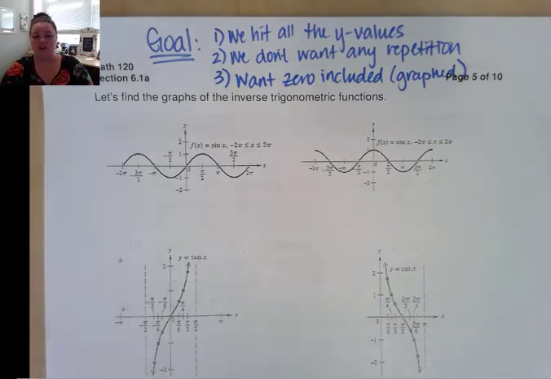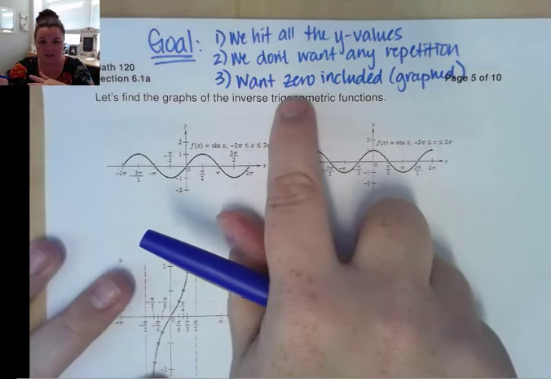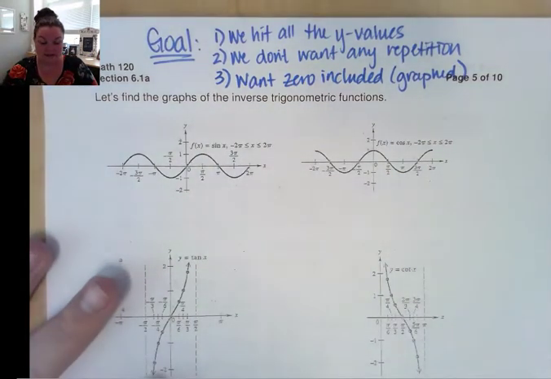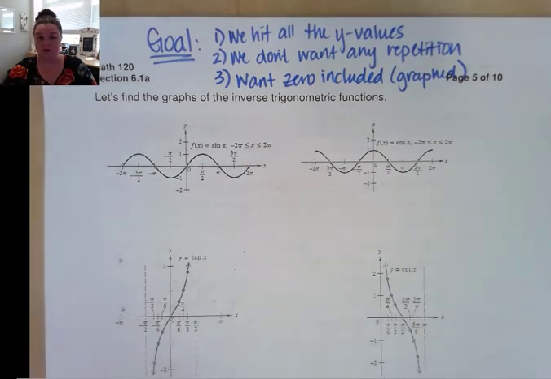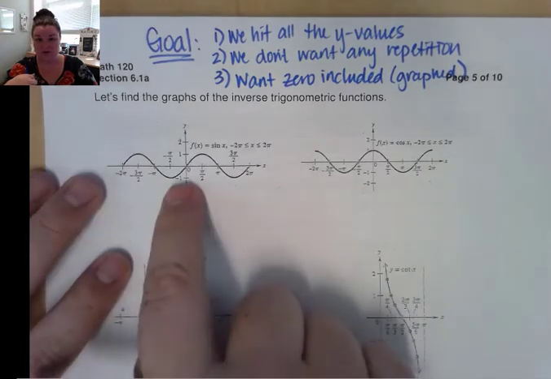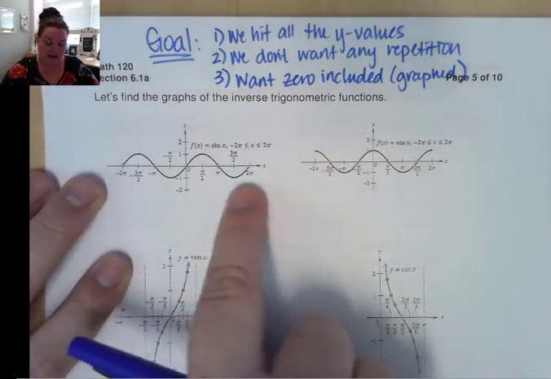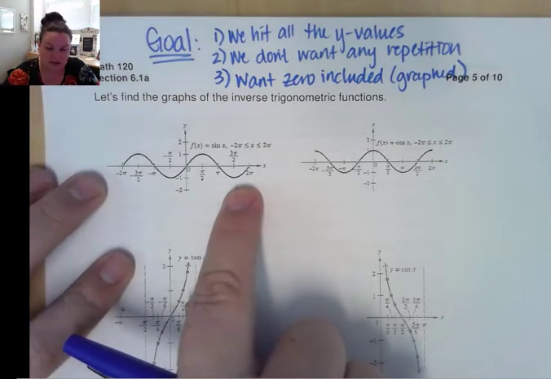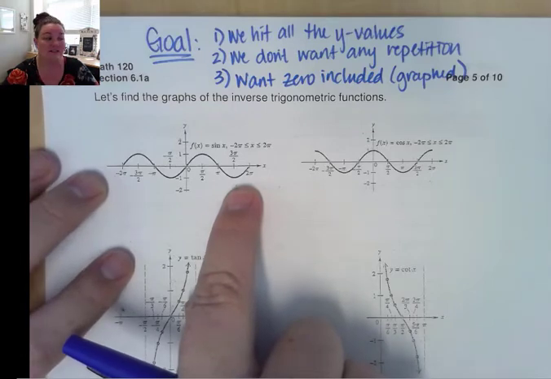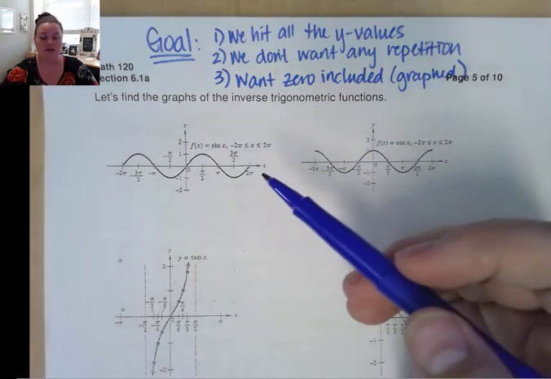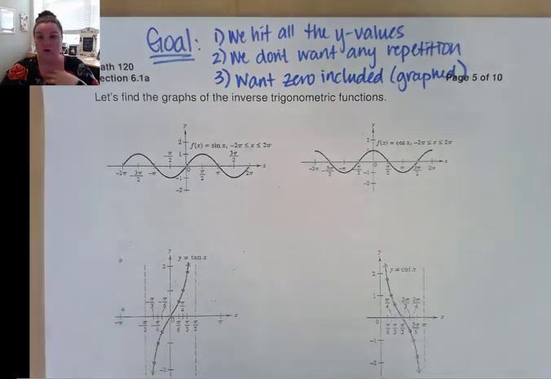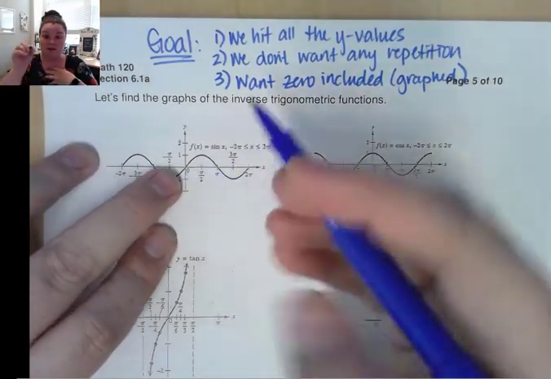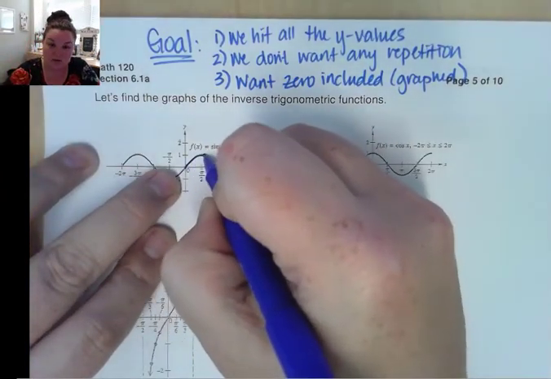Now we could choose different areas of our function and still be able to graph an accurate depiction of the inverse, but we want to try to get it included around 0 so that it's easier for us to graph. Okay, so let's go ahead and look at this function. If I look at this first function, this is our sine function, and what we normally do to get all the way around the unit circle is we start at 0, right?